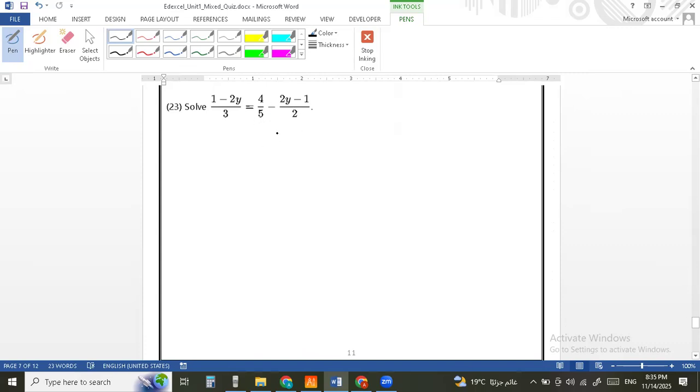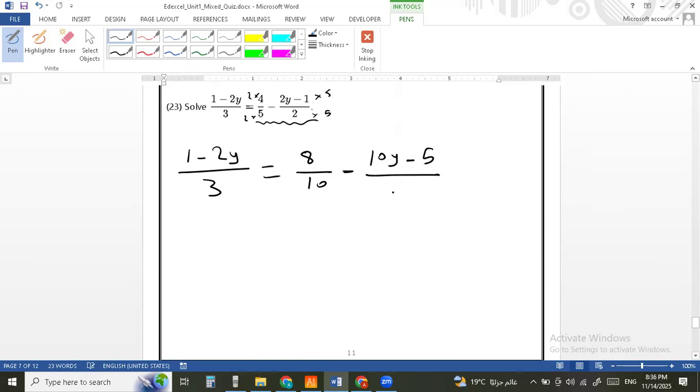I need to make the denominators the same here. The most important section is this side. So 1 minus 2y over 3 equals. Multiply here by 2 and up by 2. Here by 5, here by 5. So 4 times 2 is 8 over 10, minus 5 times 2y, 10y. 5 times negative 1 is negative 5 over 10.